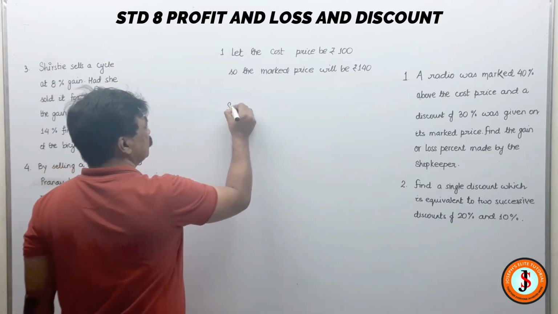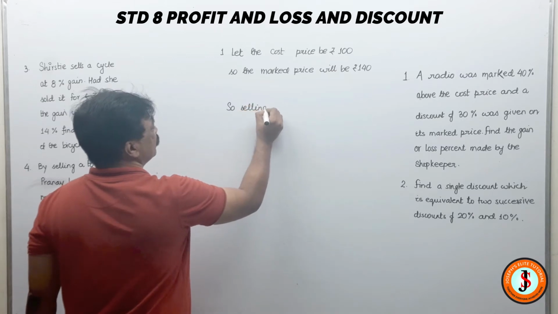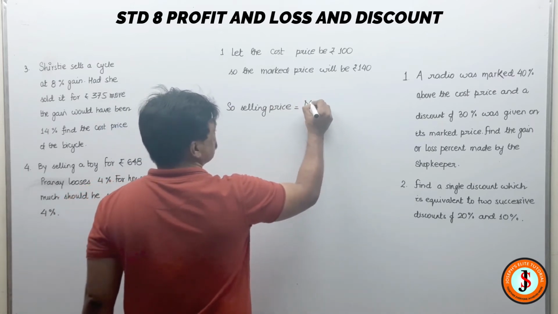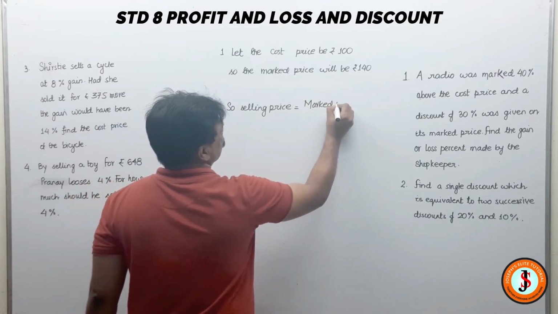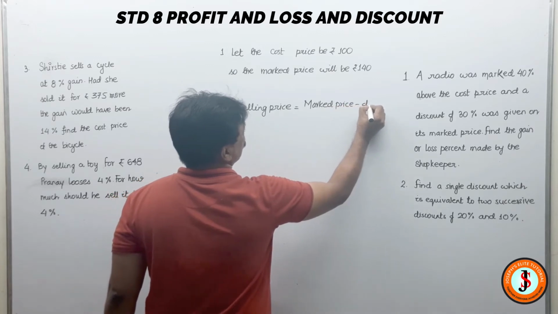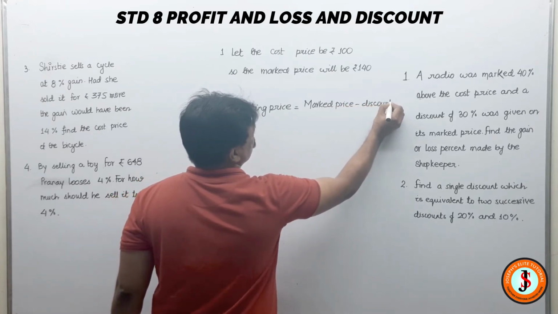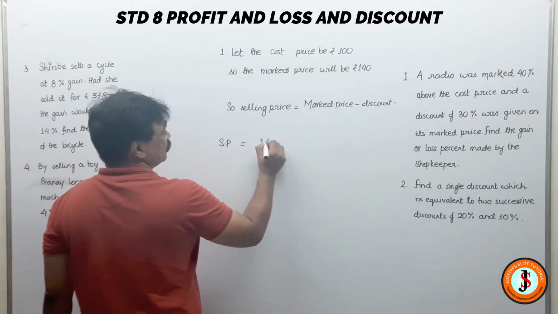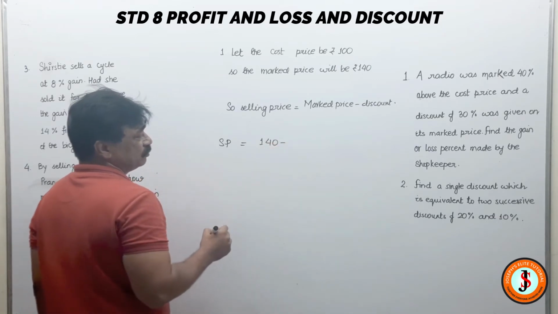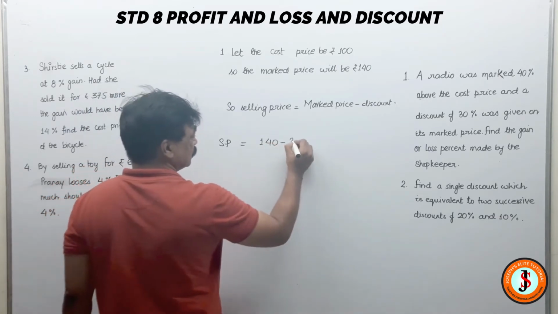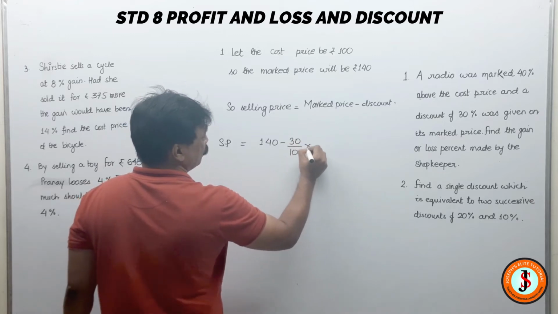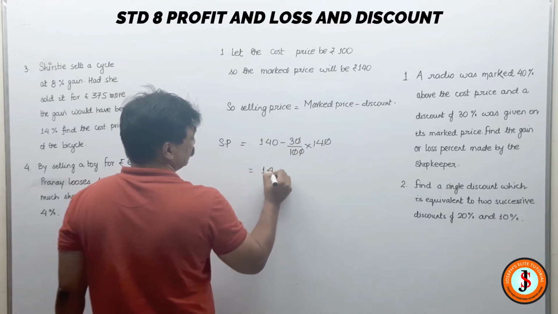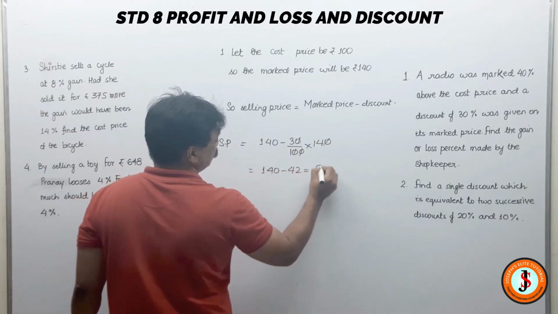So the selling price will be what? Selling price, very simply we can take out. Selling price will be marked price minus discount. Isn't it, children? So SP will be how much? Marked price is 140 minus discount of 30%. So 30 by 100 of 140 is 42. So 140 minus 42 is equal to rupees 98.